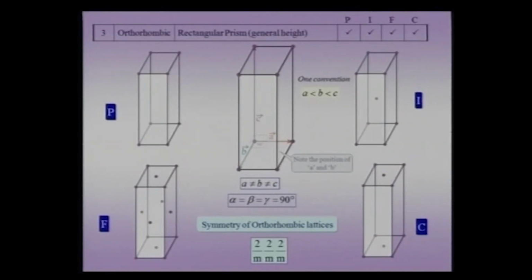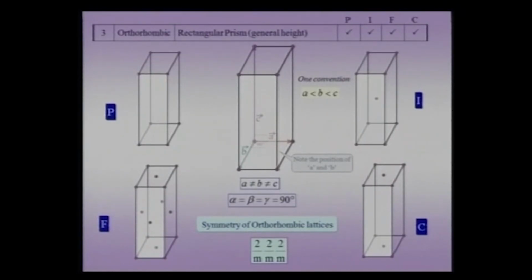And as you can see from the figure, there is no relation between the a, b and c lattice parameters. However, all the angles have been constrained to be 90 degrees. As in the case of the cubic lattice, the primitive lattice has only points in the corners. The body-centered orthorhombic lattice has one additional point in the center. The face-centered orthorhombic lattice has points in all the corners and additionally at the center of each face.